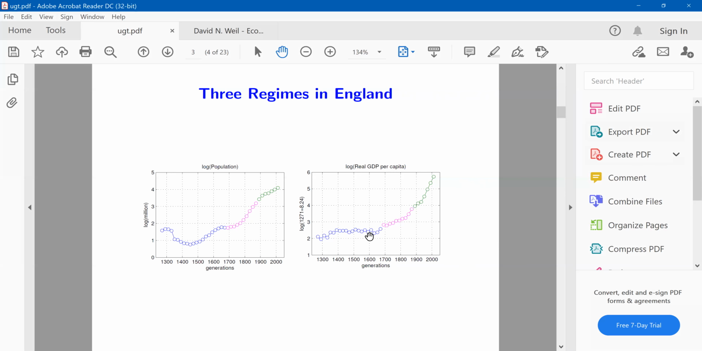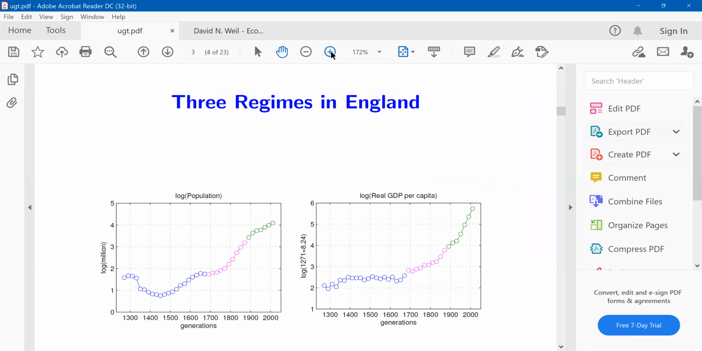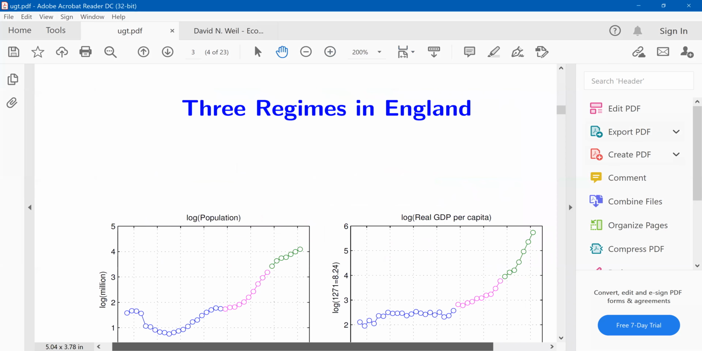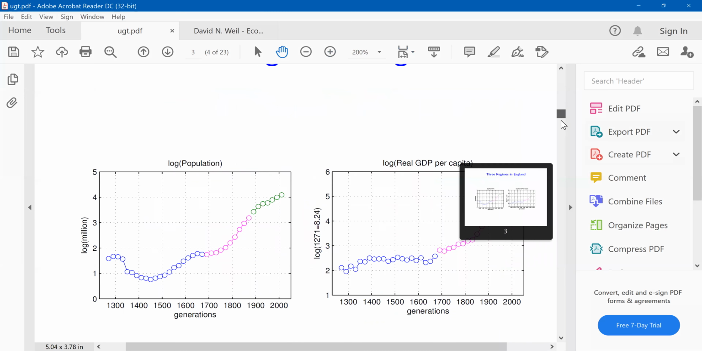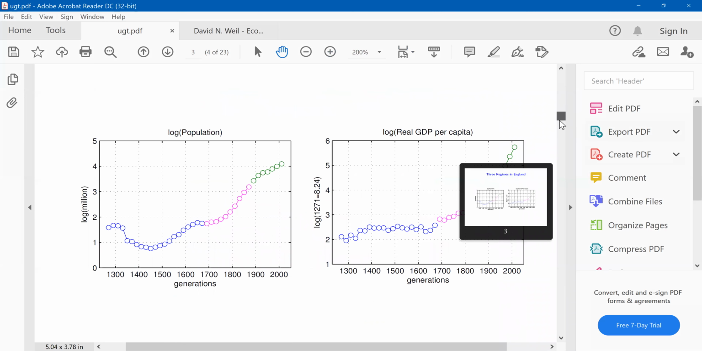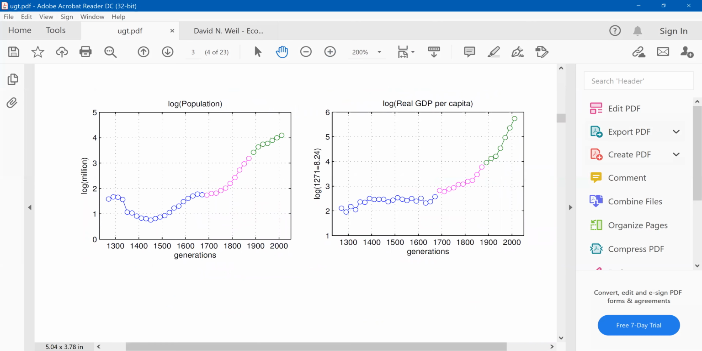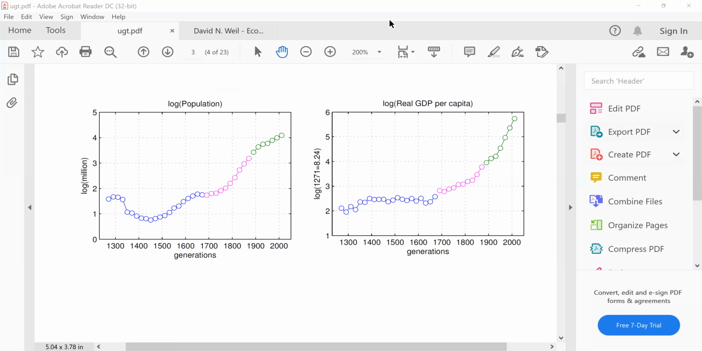Okay. So the blue one is the Malthusian regime. So let me show you certain stuff here. So this right here is the Black Death.